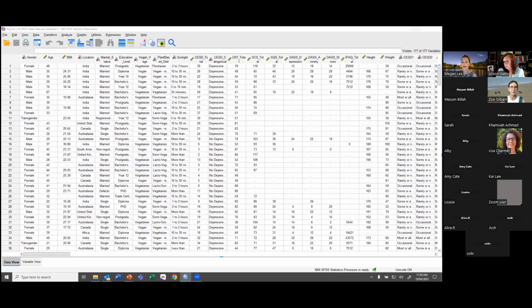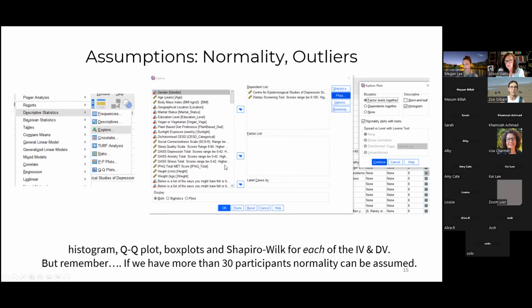So the first one is the assumption of normality on the independent variable and the dependent variable. So what are our independent and dependent variables? What are the two variables we need to do these assumptions testing on? For our research questions, diet and depressive symptoms. Good. Excellent.